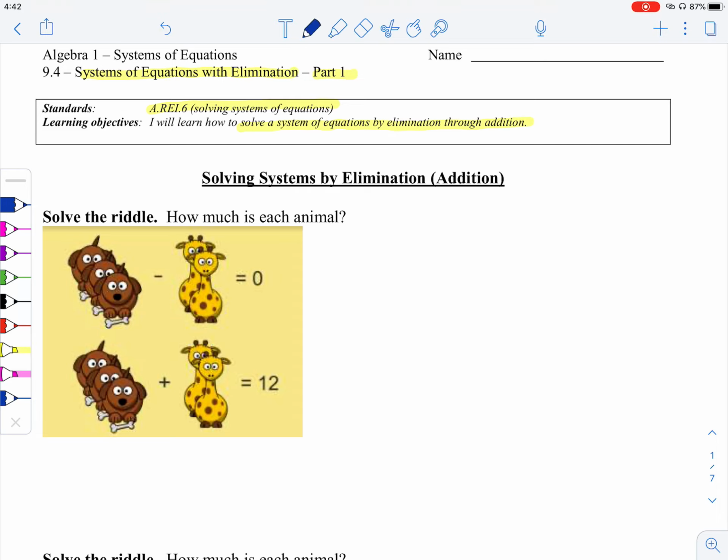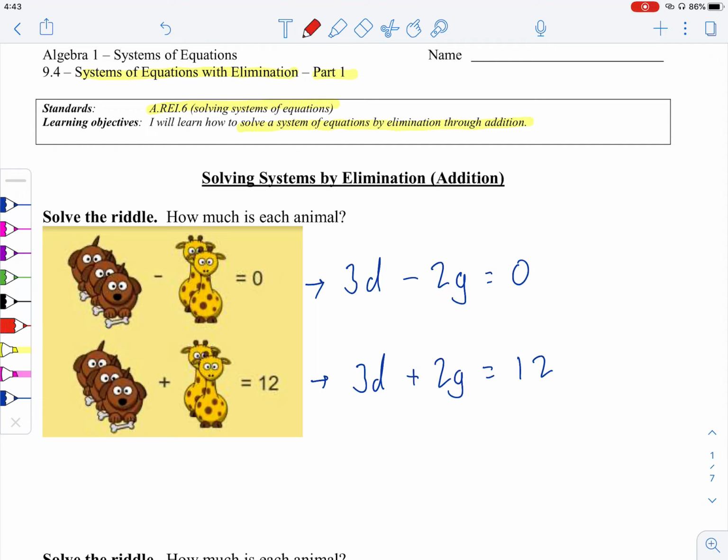Right, if we wrote this out, so we have 3 dogs minus 2 giraffes equals 0. So that's our first equation. Our second equation, 3 dogs plus 2 giraffes equals 12. So now we have 2 equations, which is our system, right? Because we have 2 or more equations. So now we're going to do it by elimination.